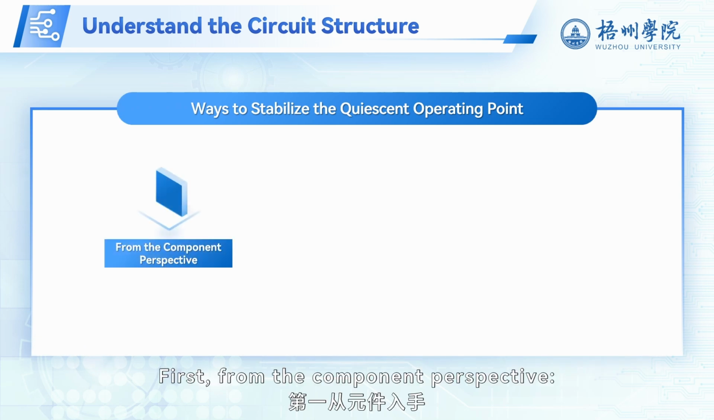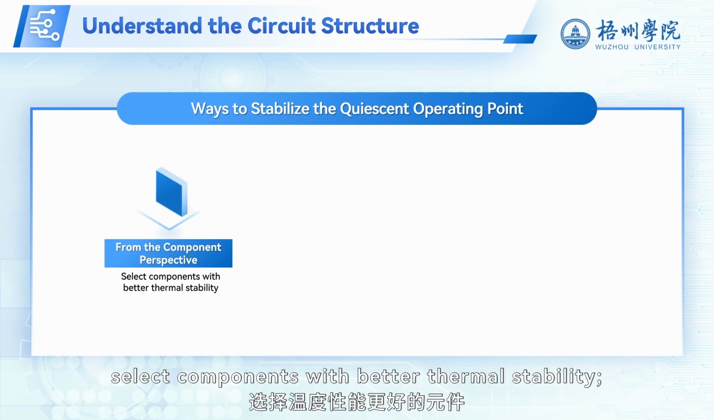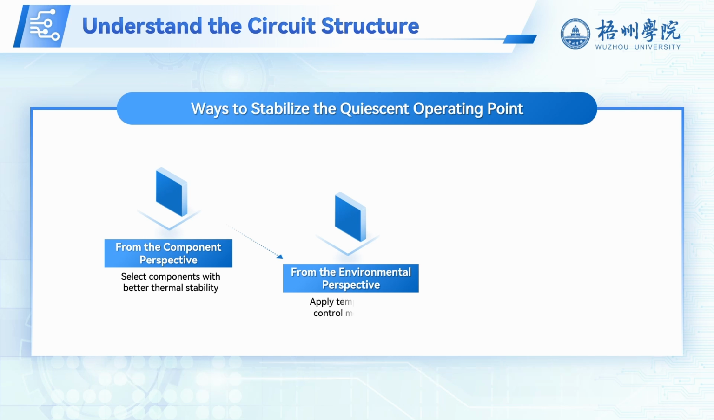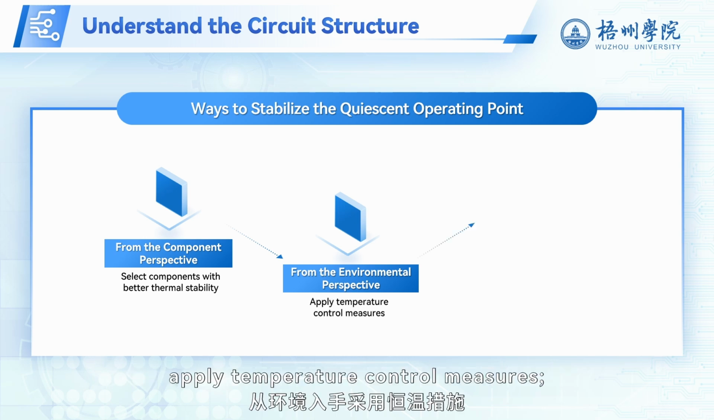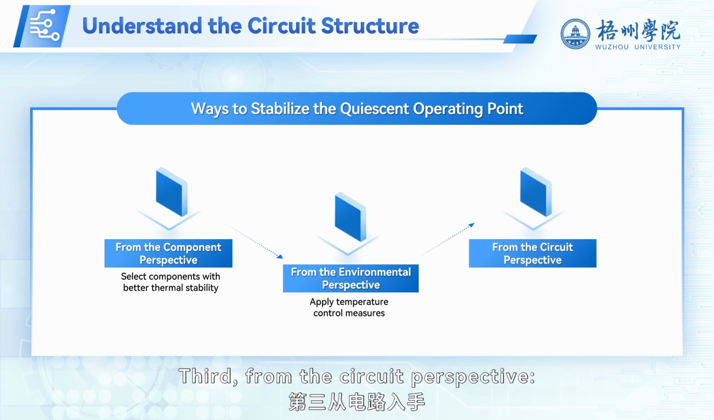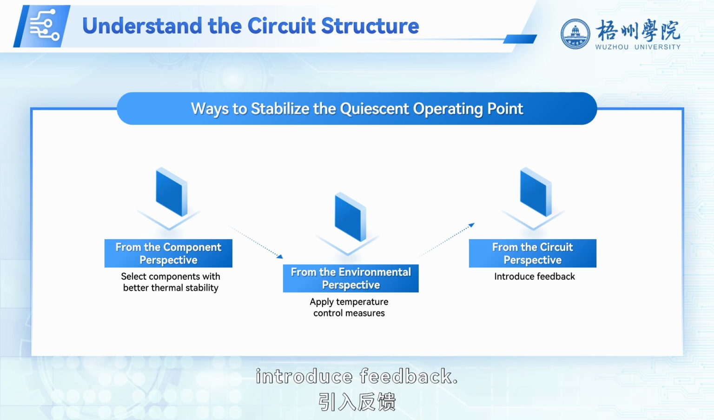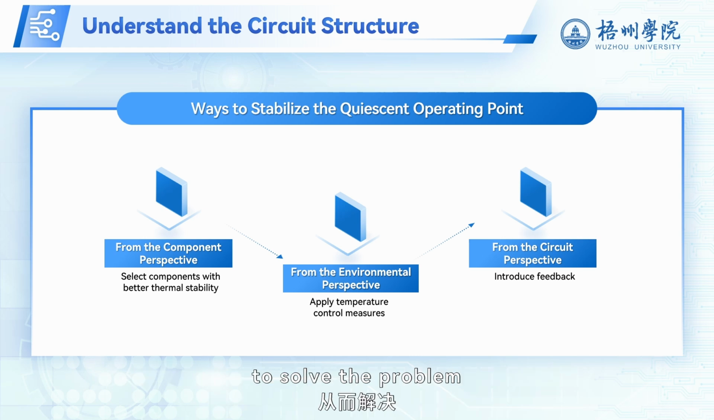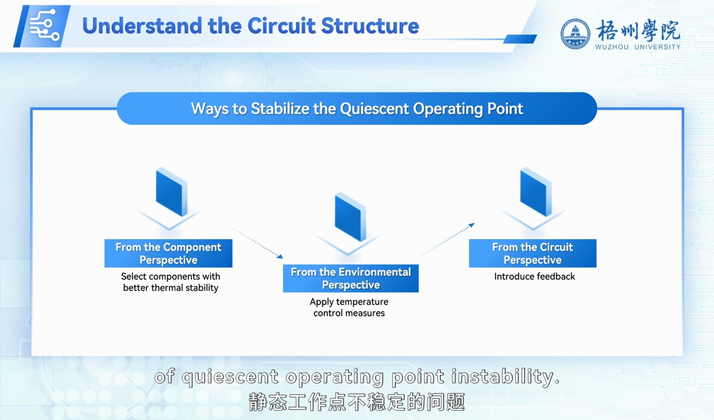First, from the component perspective, select components with better thermal stability. Second, from the environmental perspective, apply temperature control measures. Third, from the circuit perspective, introduce feedback. In this course, we focus more on circuit-level improvements to solve the problem of quiescent operating point instability.